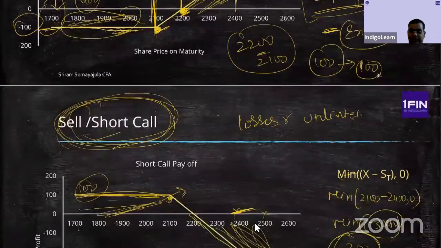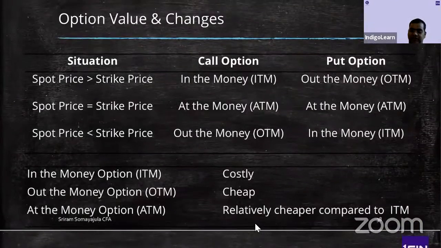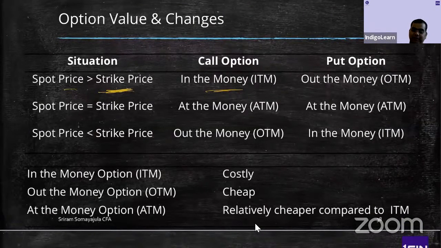Now coming to the next one. I explained this part to you, which is, when the spot price is greater than the strike price, that is, the strike price is below the spot price, then it is called in the money. That is, you're already making money.